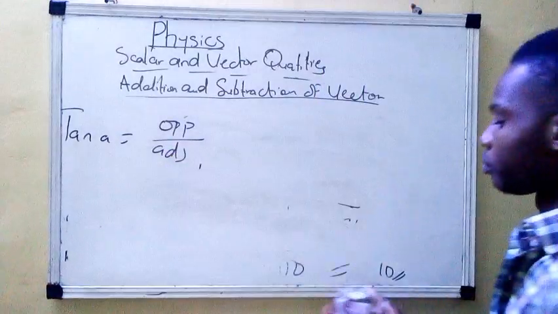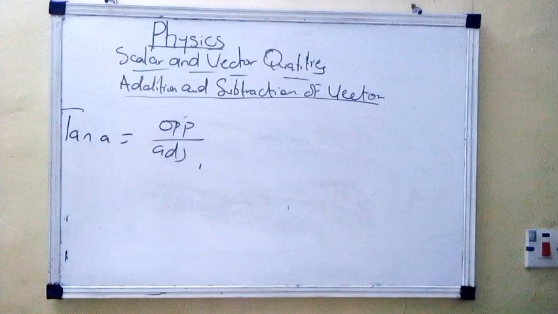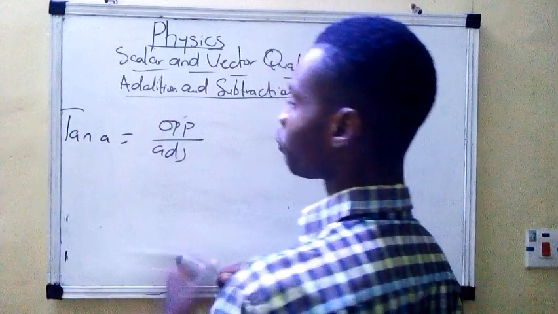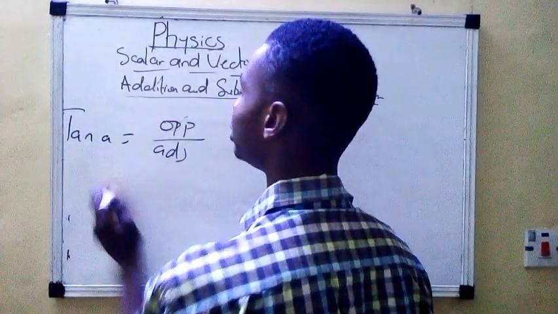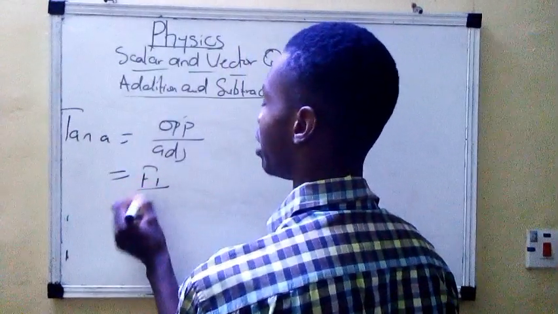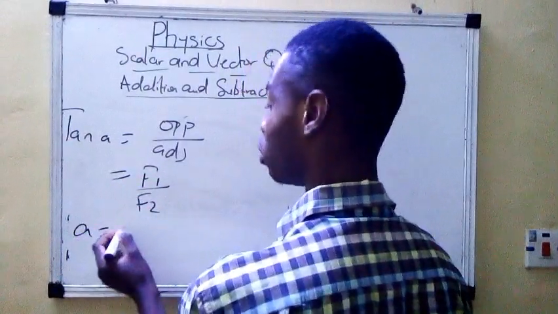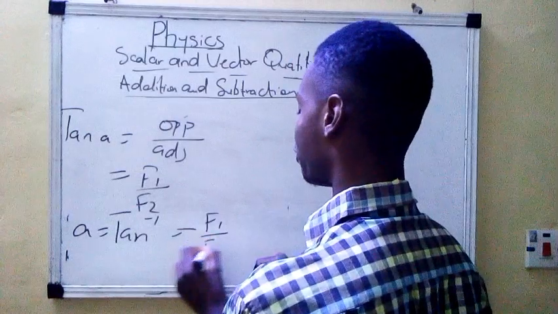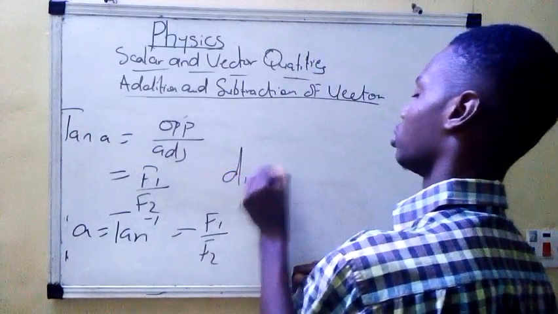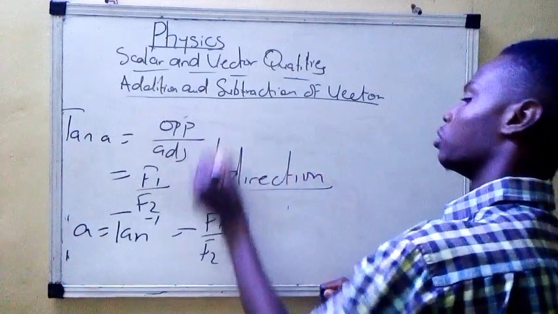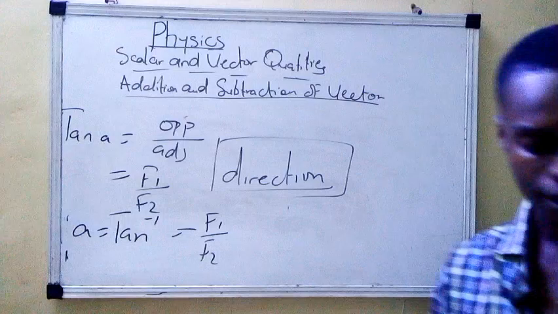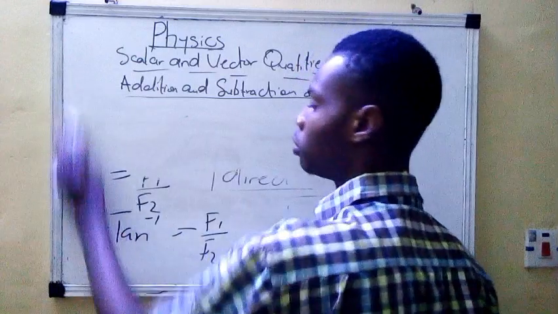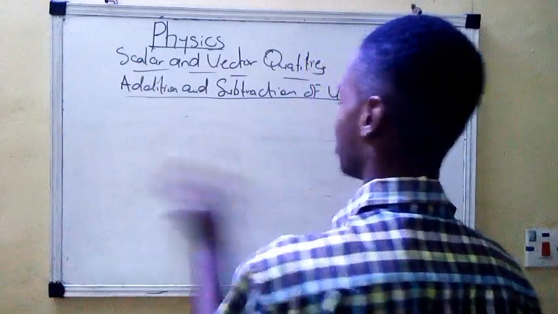Alright, now we have gotten to this place. Now we'll say then from here the answer, instead of me to write this tan, is still equals to what? F1 over F2. Then we'll have A is equals to what? Tan inverse. Put this in your head. Is equals to F1 over F2 for direction. Are you getting me here? Now for direction. Alright, let's go into non-perpendicular vectors.